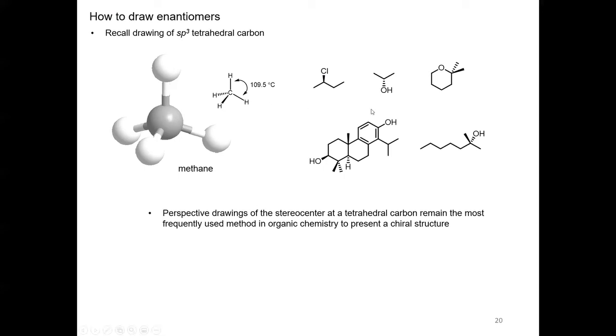If you draw a complex molecule with the perspective drawing here, you know that the methyl is pointing toward you, and the oxygen is also pointing toward you.